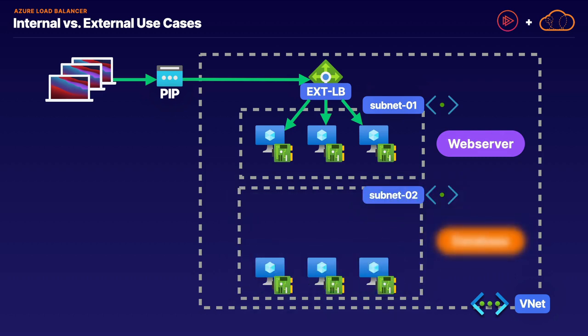We may have VMs or VM scale sets in this database layer that have that internal load balancer in front of it, and those resources in the backend pool of our web server layer are going to need to access that database. So we can have them reach out to the internal load balancer and its private IP config, and it will balance that traffic to those resources in the backend of our database layer behind that internal load balancer.